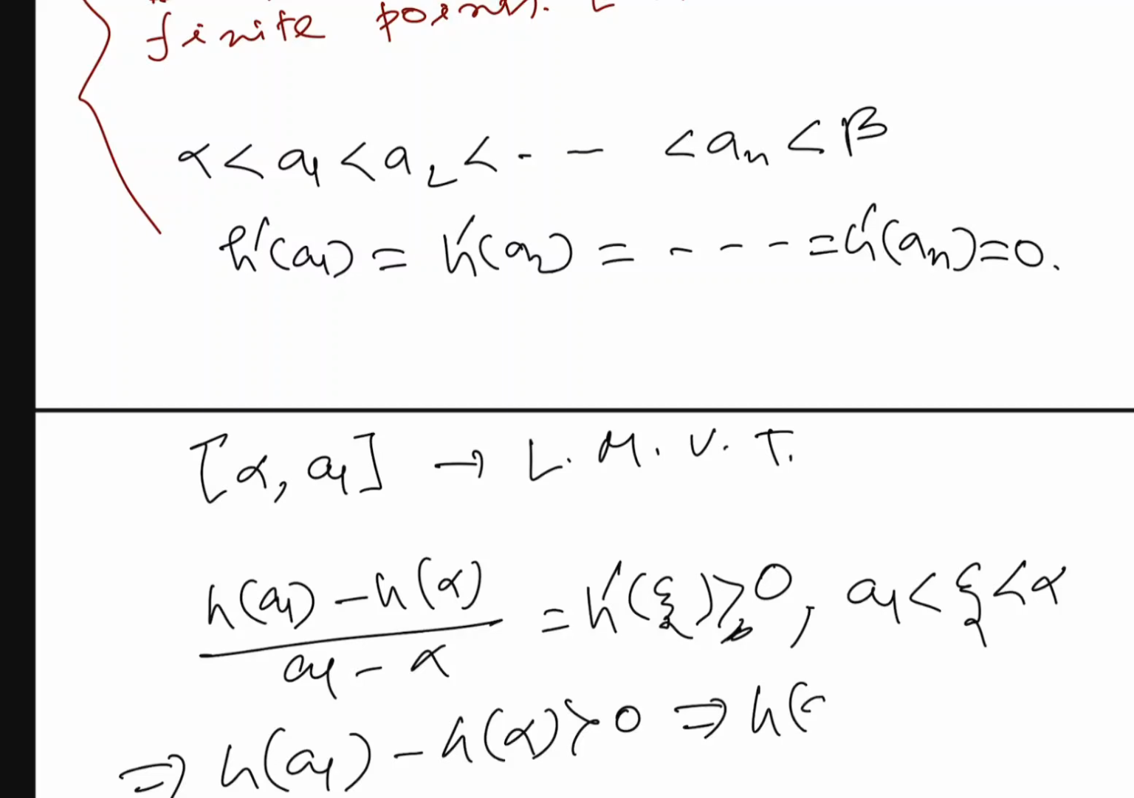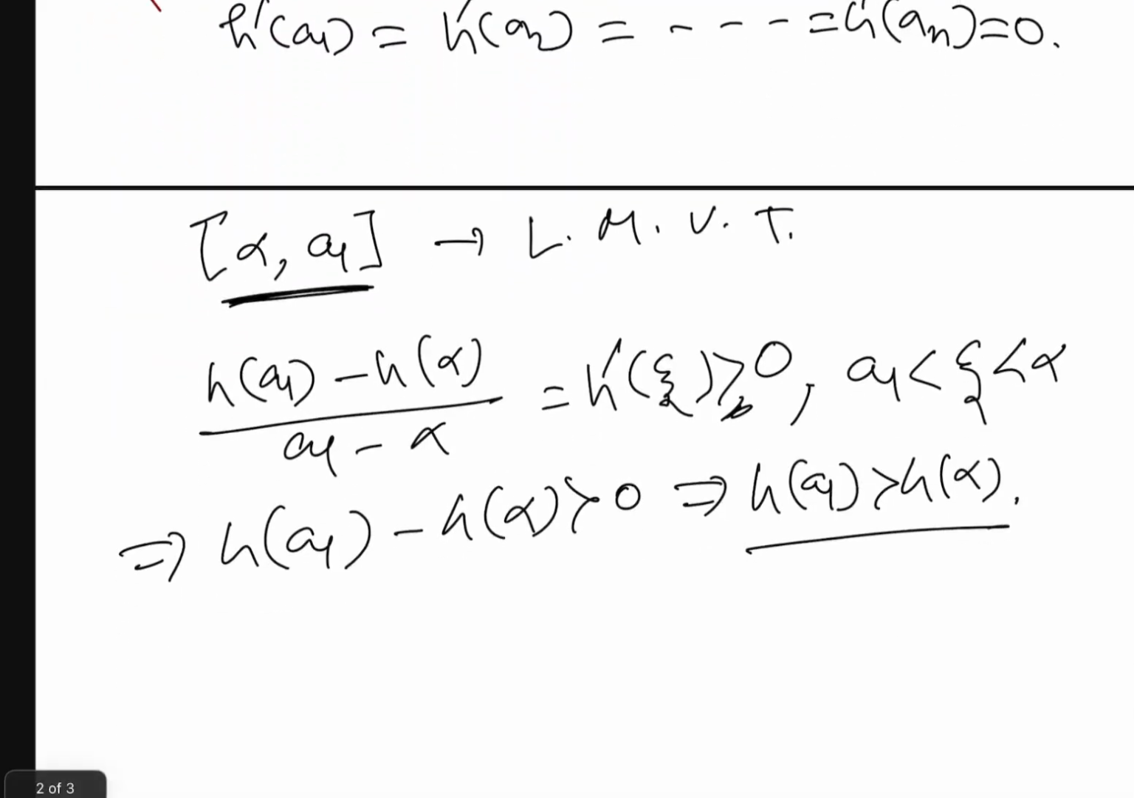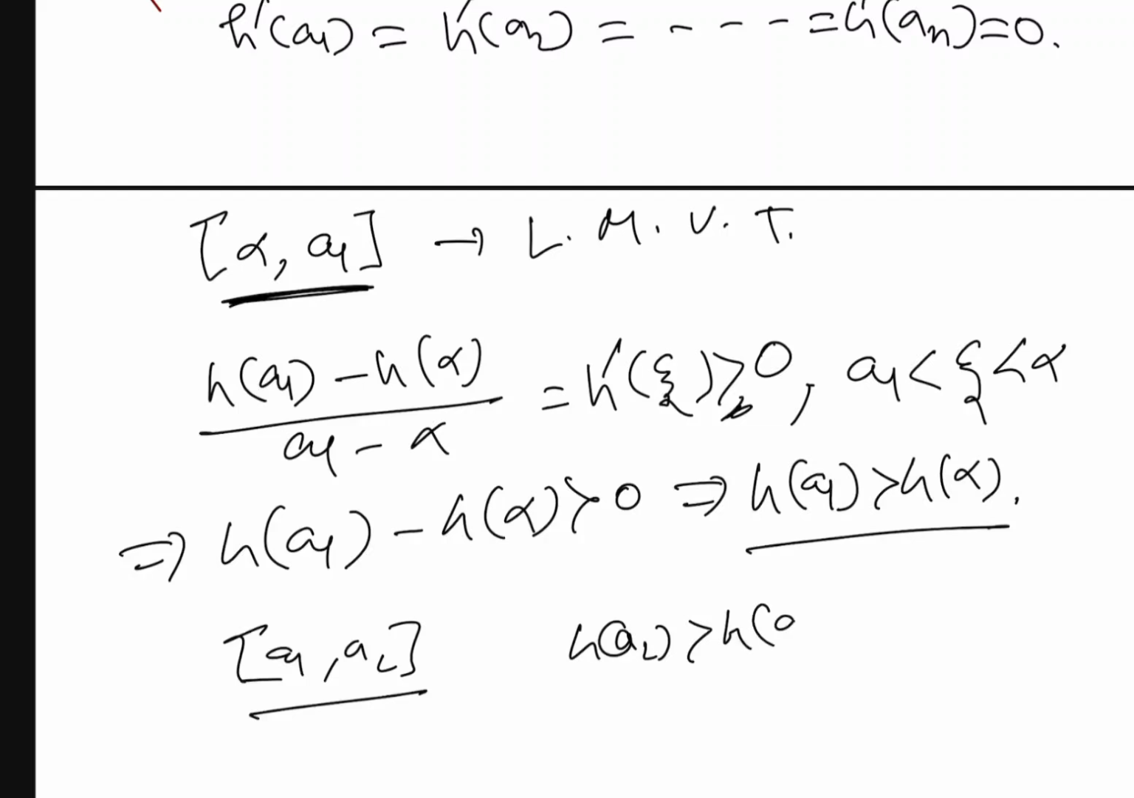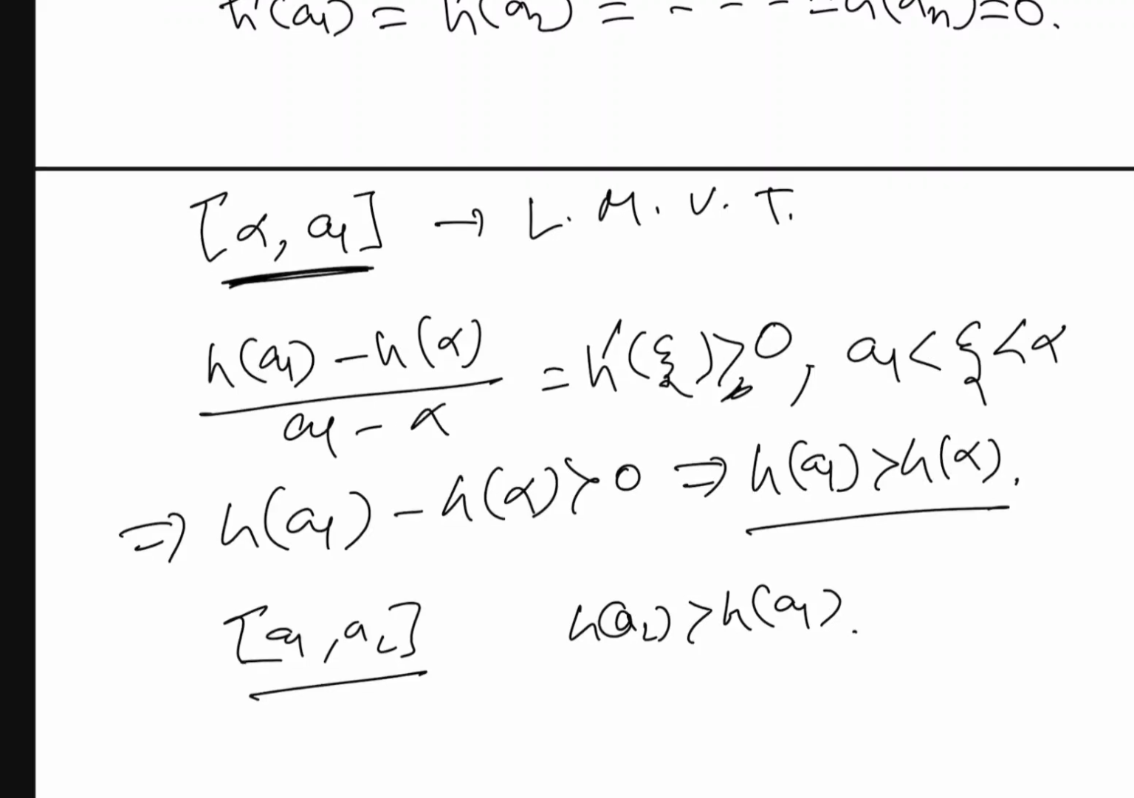So we can say h of a1 minus h of alpha is strictly greater than 0. As a consequence, h of a1 is greater than h of alpha, since a1 is greater than alpha. Similarly, if we consider a1 comma a2, we just use Lagrange's mean value theorem. Once again, we can see that h of a2 is greater than h of a1, and continuing this process throughout this interval, we will have this function strictly increasing.